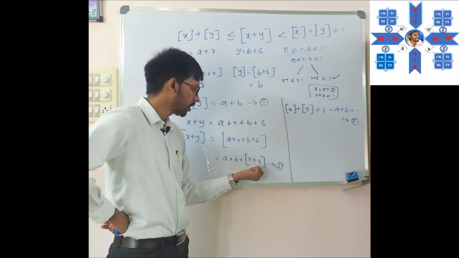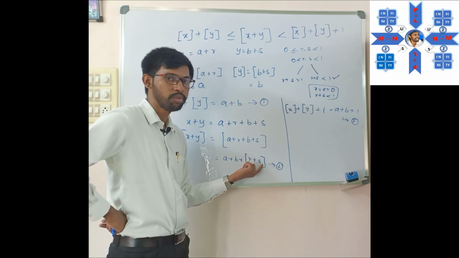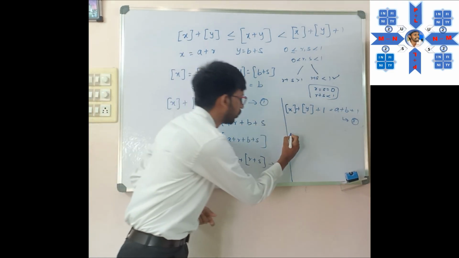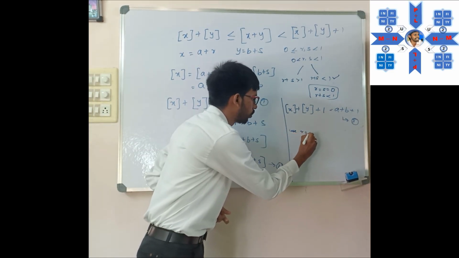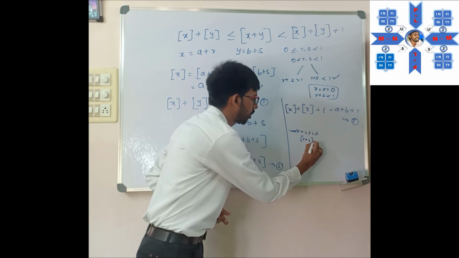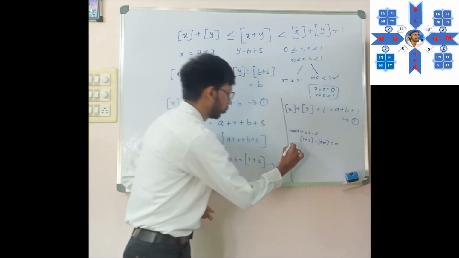In the first case, r and s are equal to 0. If r and s both are equal to 0, the greatest integer function will be 0 plus 0, that is equal to 0. So I write here: case 1, r equal to s equal to 0. Therefore, greatest integer function of r plus s equal to 0 plus 0 equal to 0. Case 2.